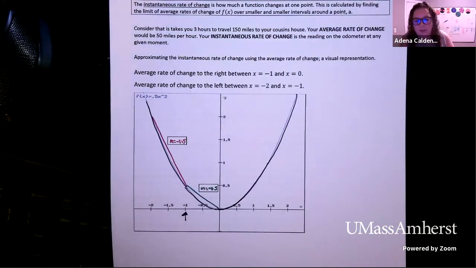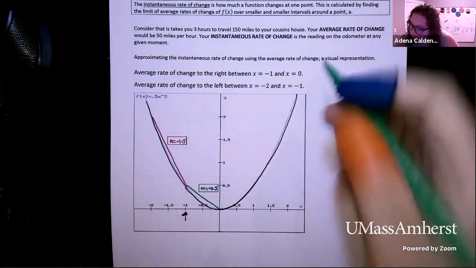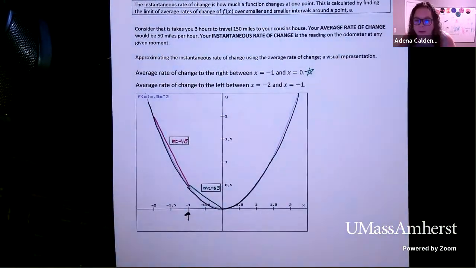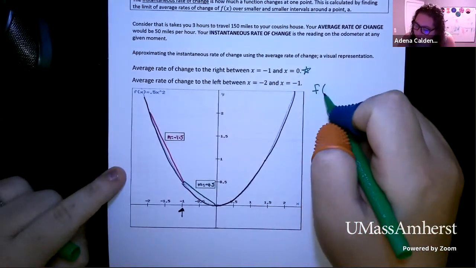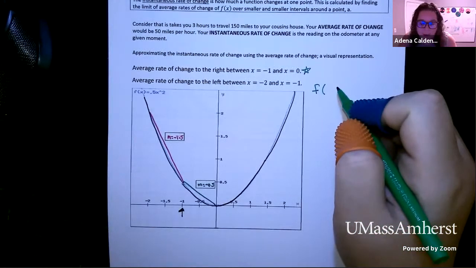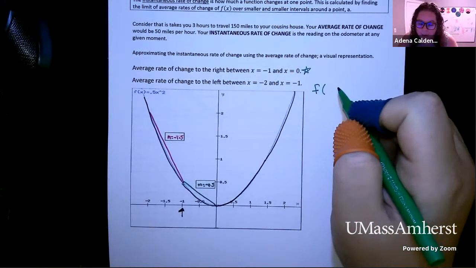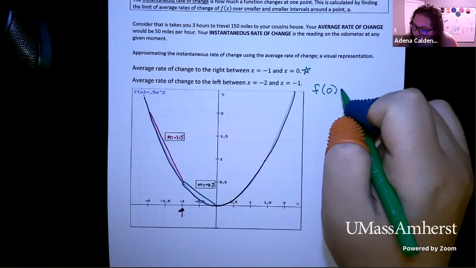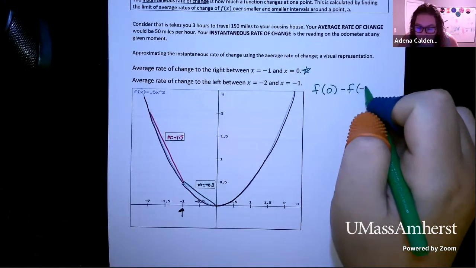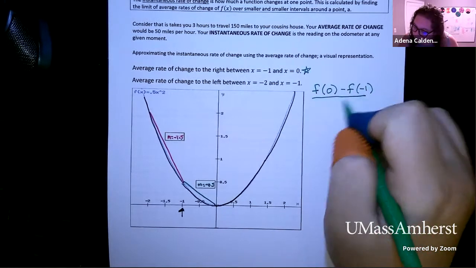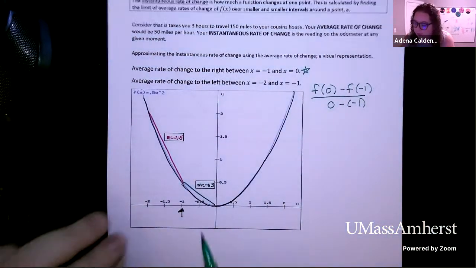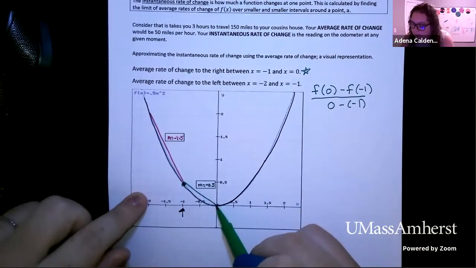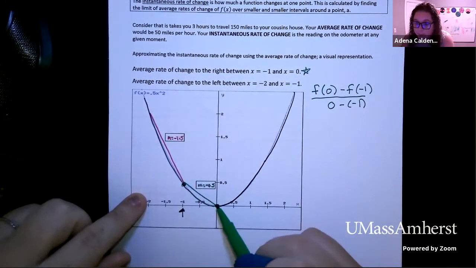So how do we get the slope, right? So let's start with -1 and 0, right? So the average rate of change, we're going to do f of b minus f of a over b minus a. And that's exactly what we're going to do here. We're going to do f of 0 minus f of -1 over 0 minus -1. So that's the average rate of change that connects these 2 points, -1 and 0, right?